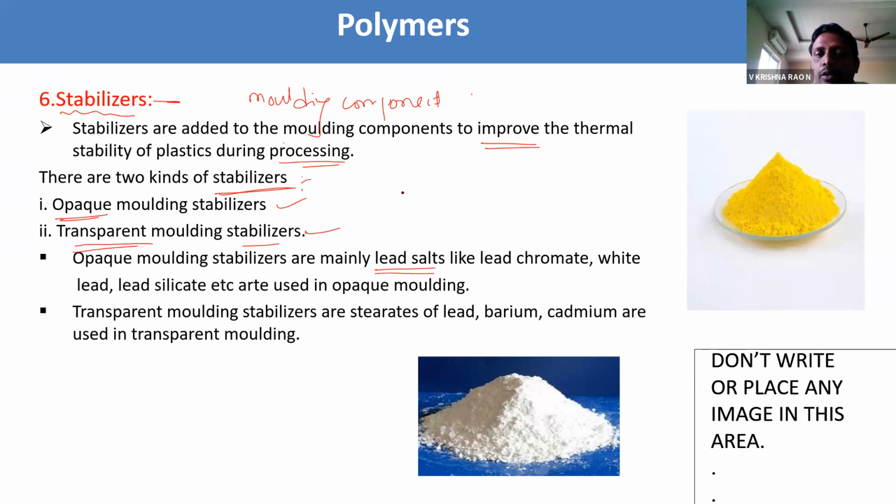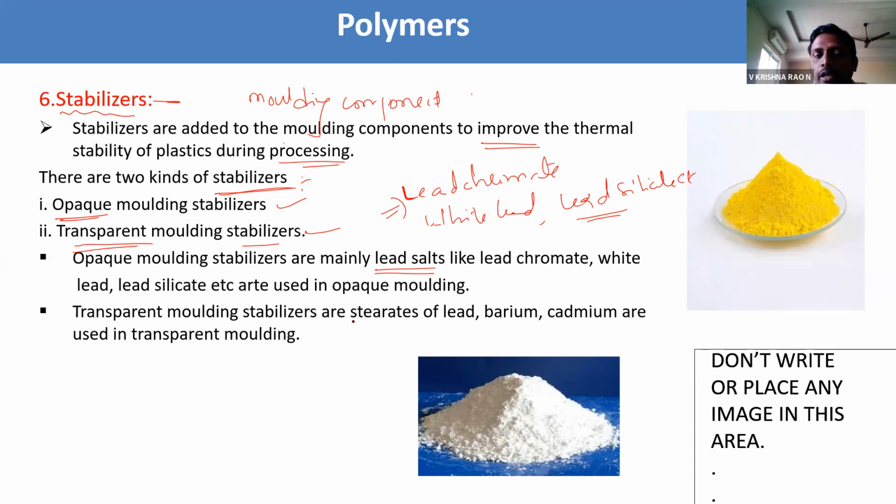Lead salts like lead chromate, white lead, and lead silicate, etc. are used as opaque molding stabilizers. Mainly lead salts.